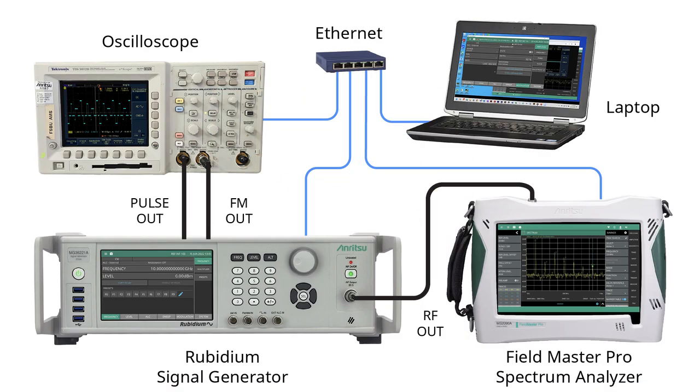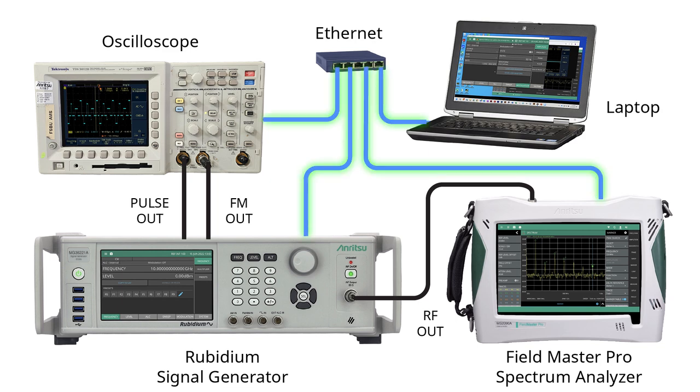This is my demo setup. The RF output of Rubidium signal generator is connected to MS2090A Anritsu handheld spectrum analyzer. You can see that I have connected Rubidium's FM and pulse baseband outputs to an oscilloscope so that we can see the baseband waveforms being used for internal modulation.